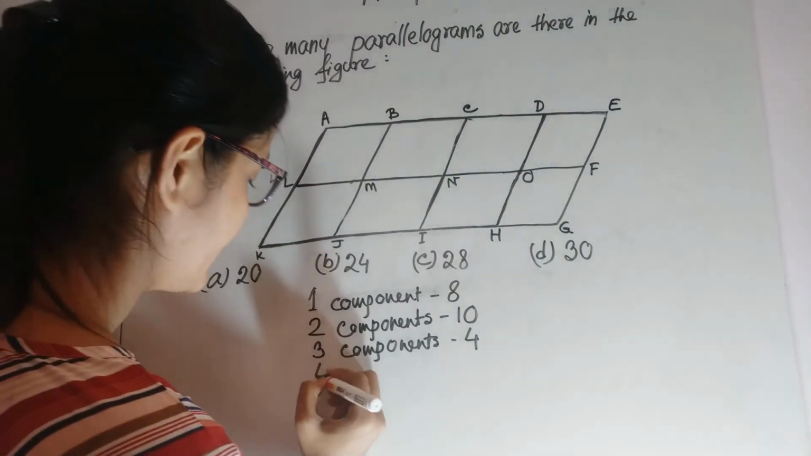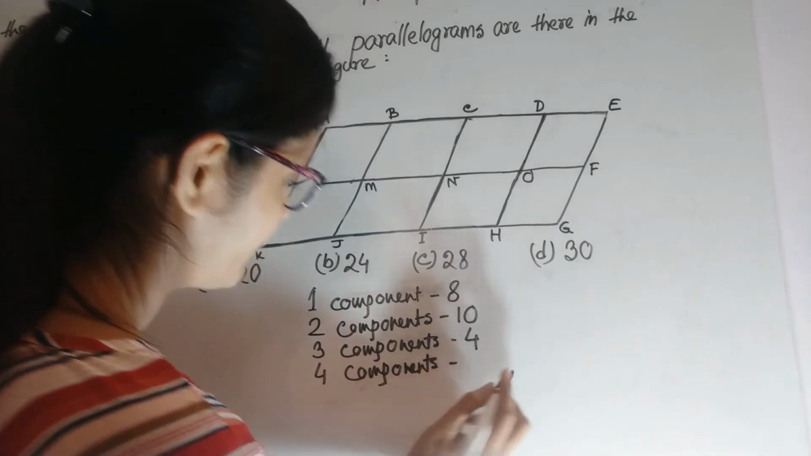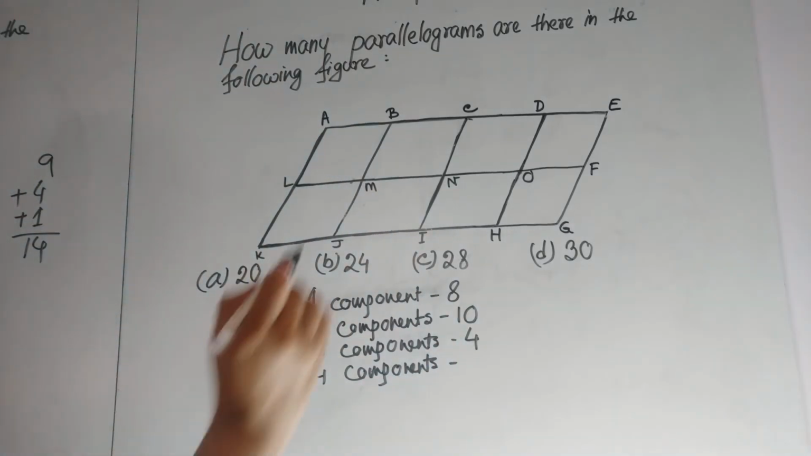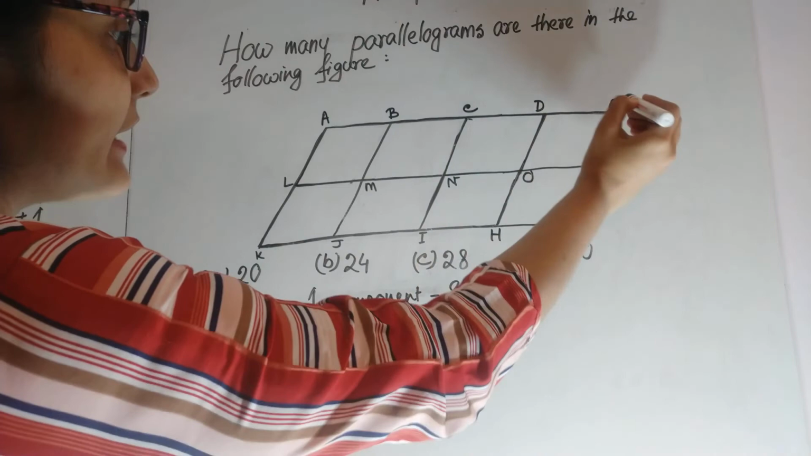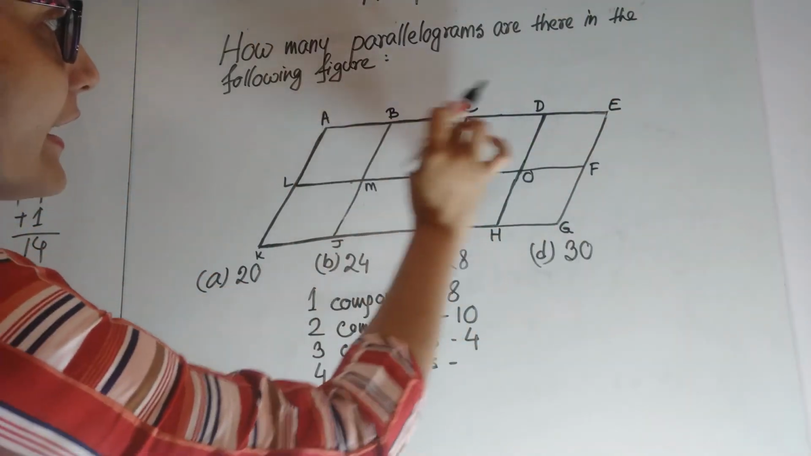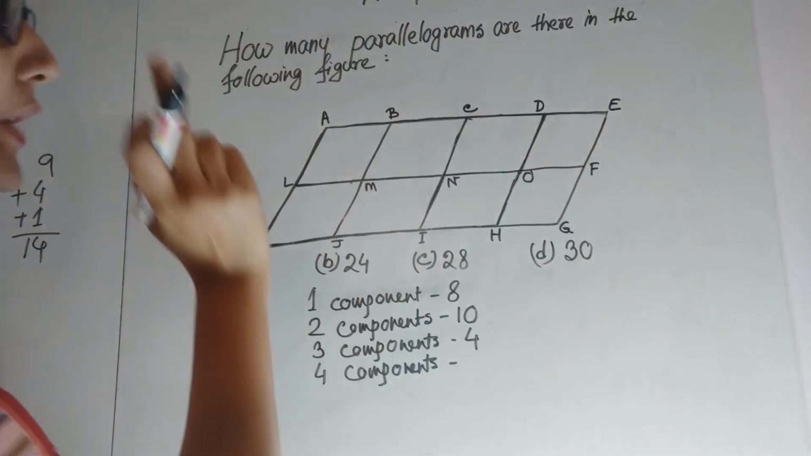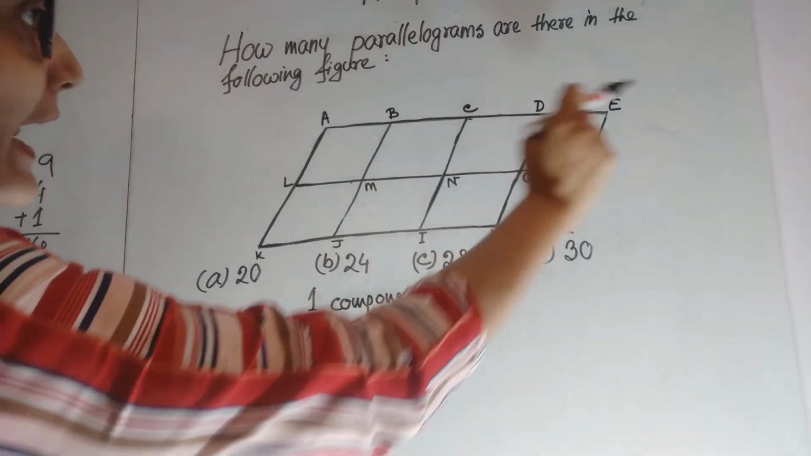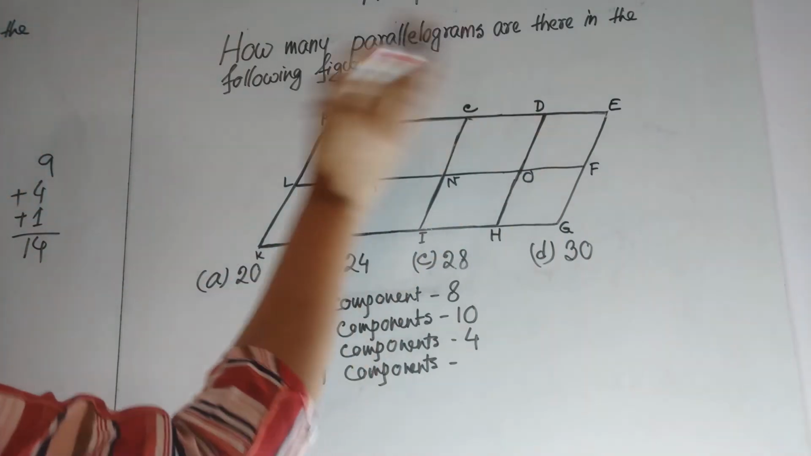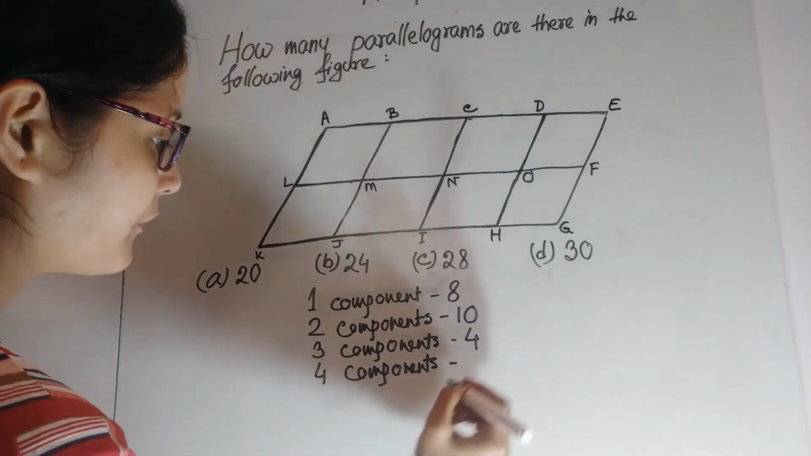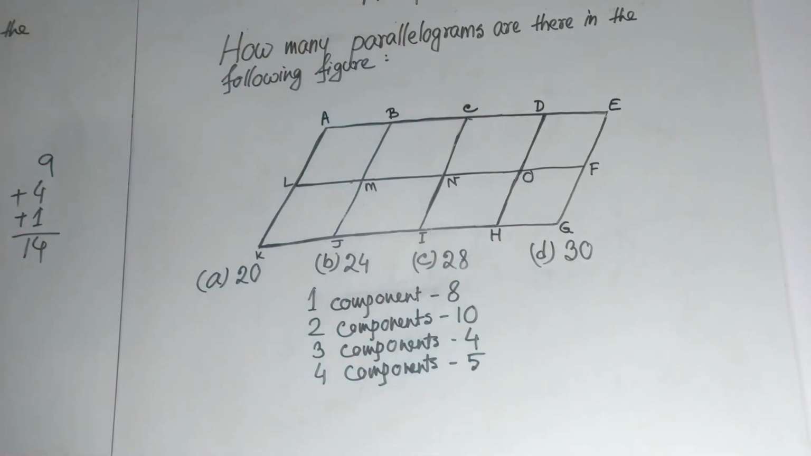Parallelograms with 4 components. See, like ACIK, BDHJ, CEGI, therefore 3, like this, 1, 2 and 3 with 4 components. 2 more are there, like AEFL, see, this one and this one, therefore 3 previous and now 2, therefore parallelograms with 4 components are 3 plus 2, that is 5.